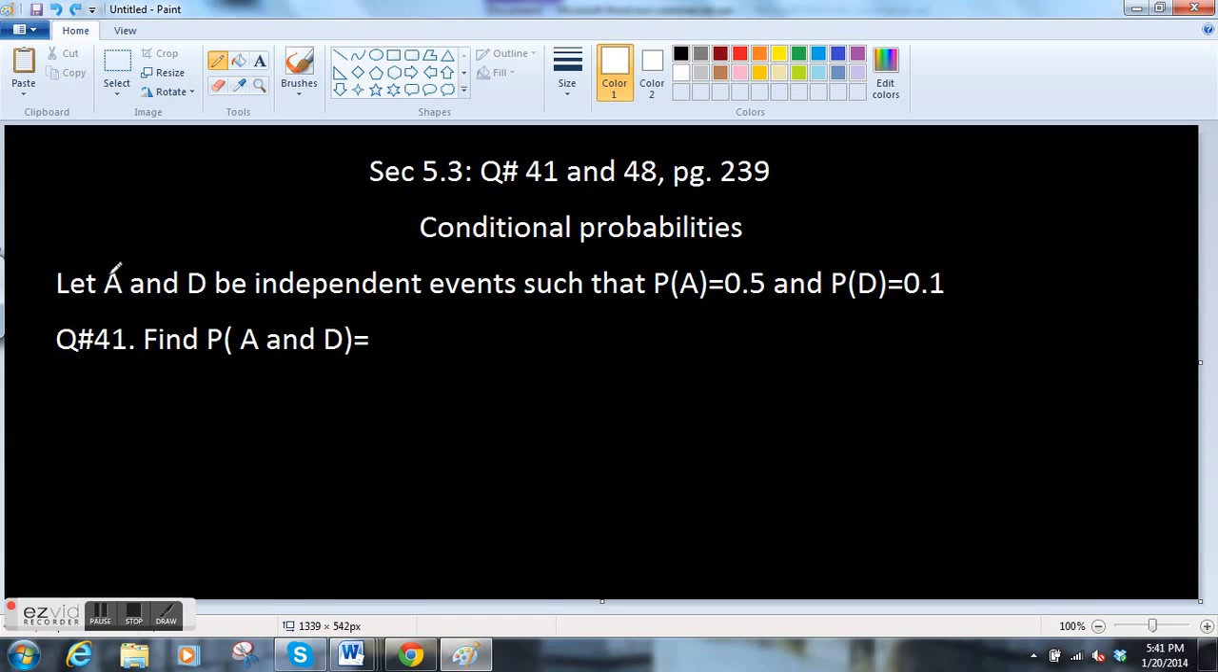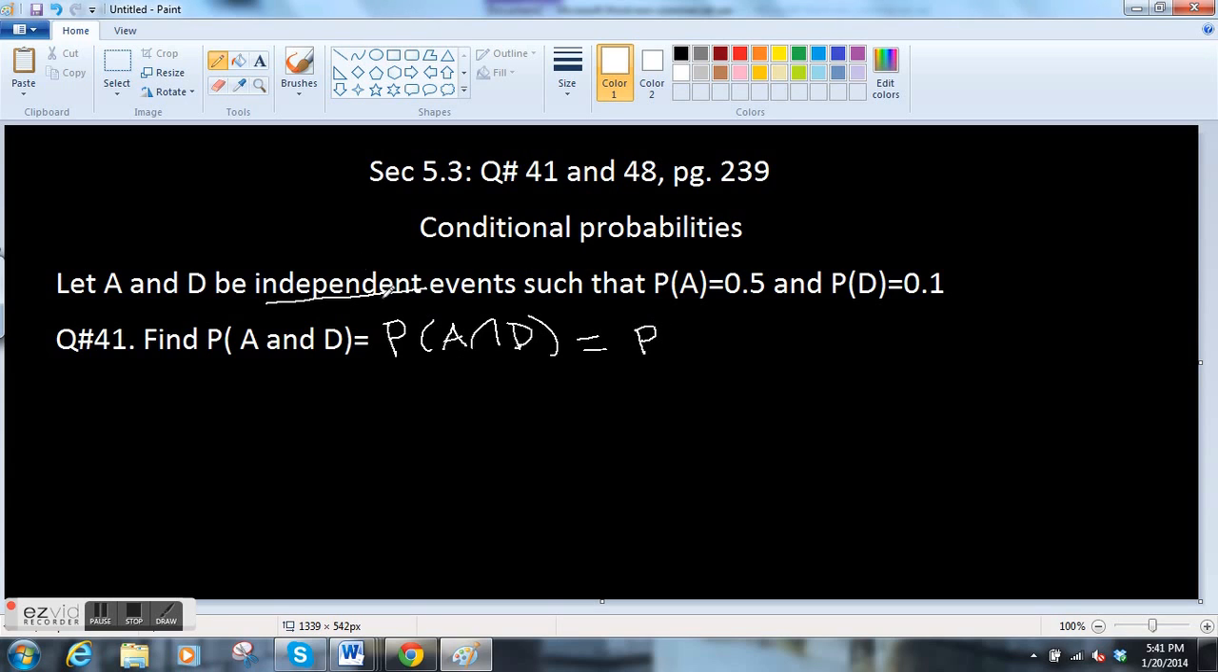So the book says let A and D, as in delta, be independent events such that probability of A equals 0.5 or 50% and probability of D equals 0.1. Find probability of A and D. Your book writes it like this, probability of A and D. So, in this case, because they are independent events, this is our giveaway that we can use the multiplication rule.